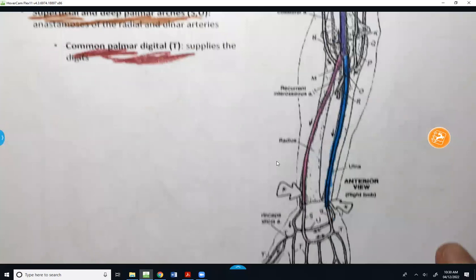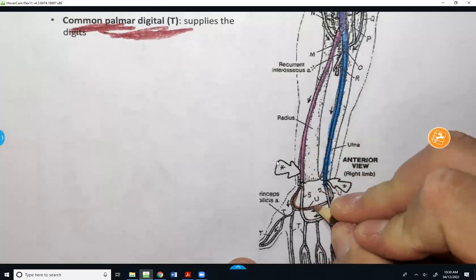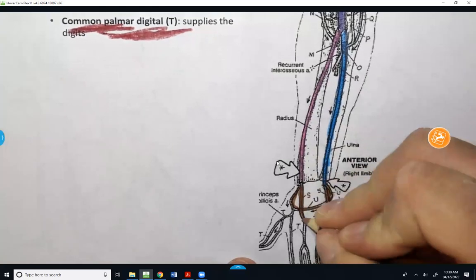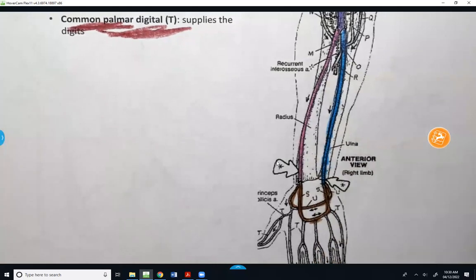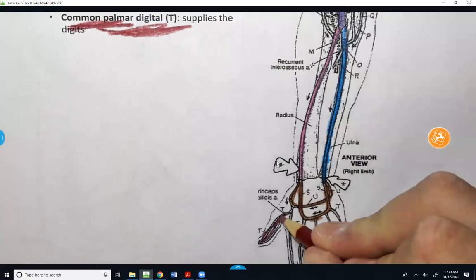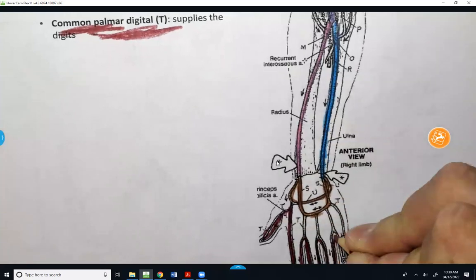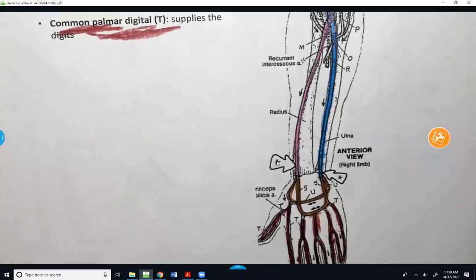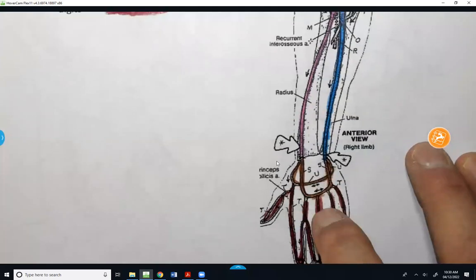Pretty straightforward there. Now those both feed 2 little loops. One's superficial and one's deep. I don't really care which one is which. Those are in our palms. We call them the palmar arches. And then coming off of those, feeding our fingers, which also go by the term digits, are the common palmar digitals. Sorry, that's kind of a brown and then red. I know those colors kind of are clashing.